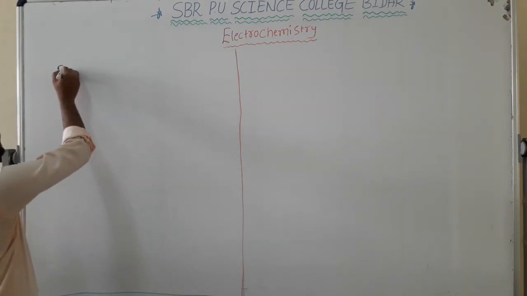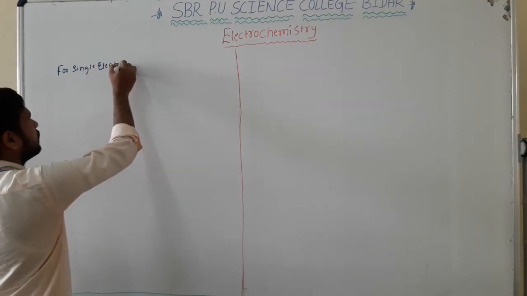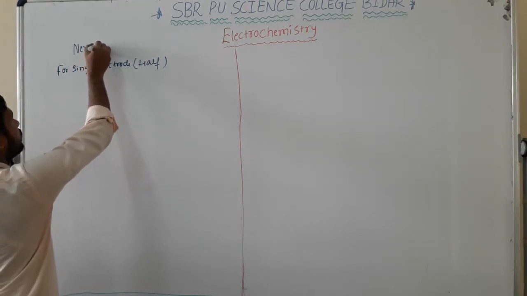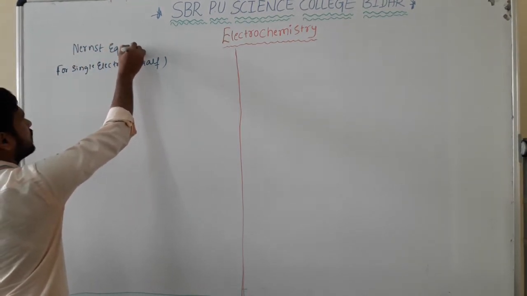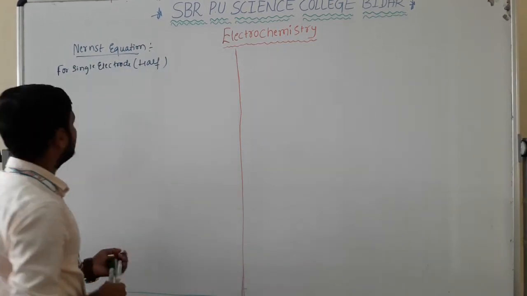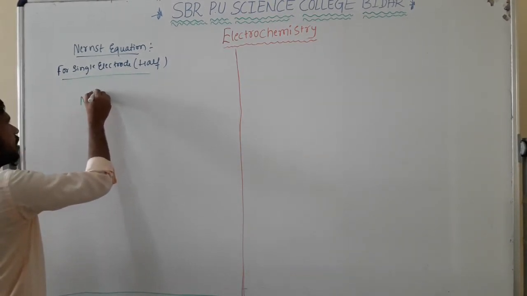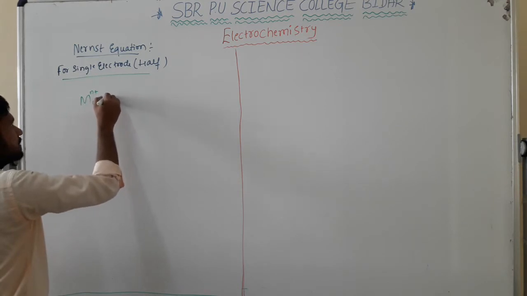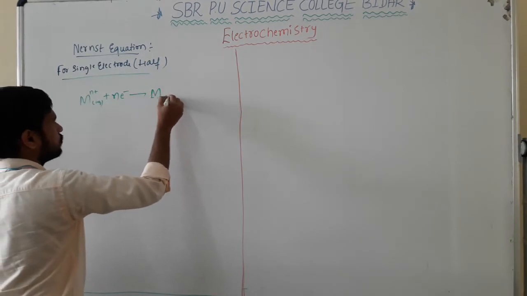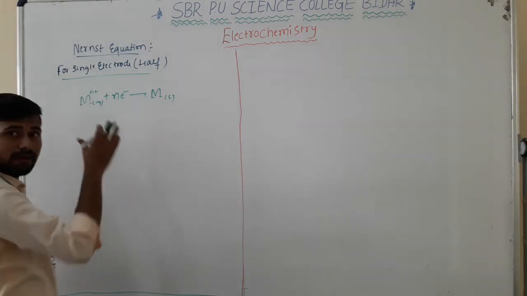For the single electrode potential, that is the reduction, the Nernst equation for a half cell. What is the expression for this one? I am writing here. The reaction undergoing reduction is M^n+ plus n moles of electrons gives rise to M, which is a solid. And later we go on to write the Nernst equation.